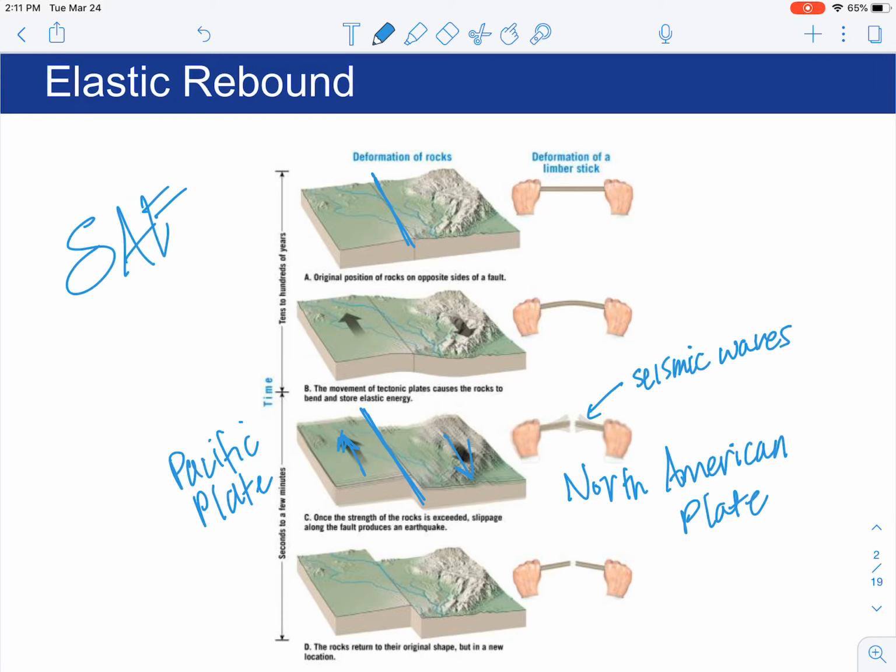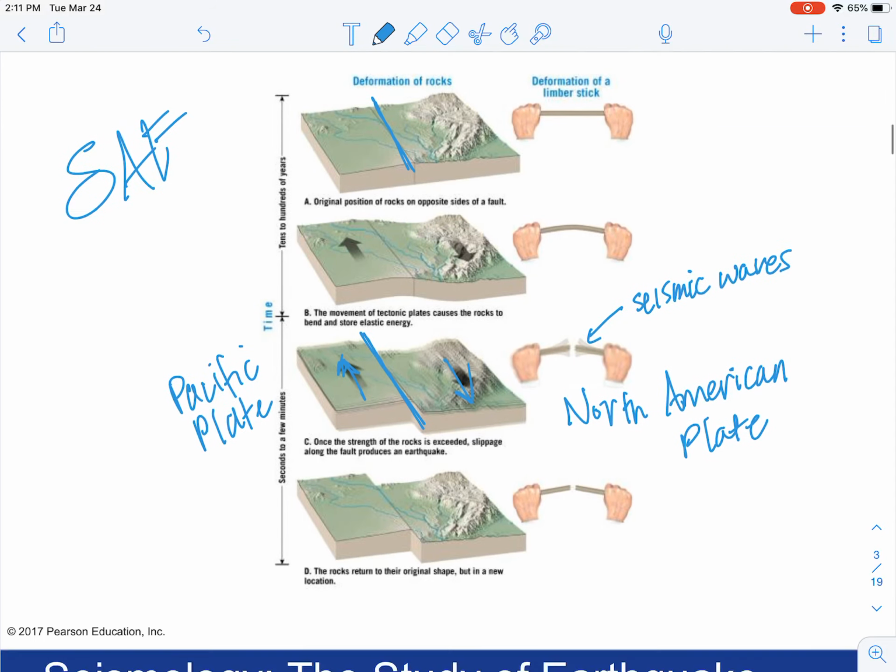So oftentimes we get what's called aftershocks following an earthquake. So we might have a big rupture or displacement of rock and release of energy. And then for days, we can have aftershocks that follow that are similar in magnitude to the initial rupture along the fault.